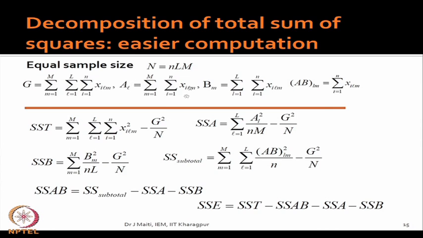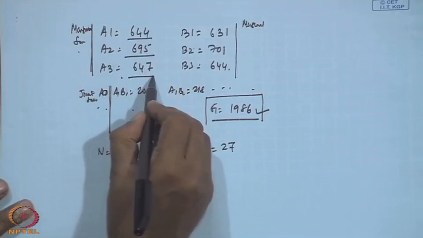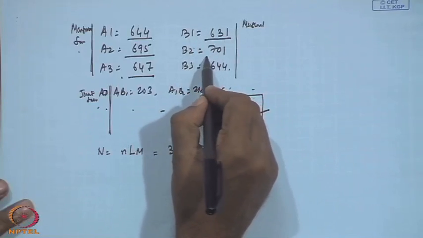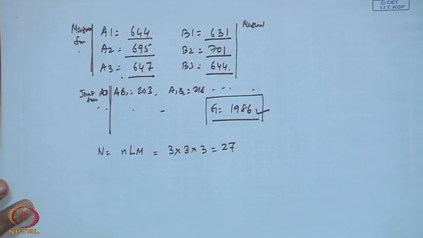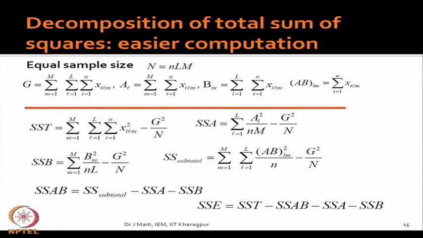Now, the grand total value we got is 1986. The A_L values you have already seen: 644, 695, 647. Then you got 3 values across B_M: 631, 701, 644. And you have a larger number of values, 9 values, because it is a 3 cross 3 table. So, for the joint AB, what you will be getting are the sums of these values.